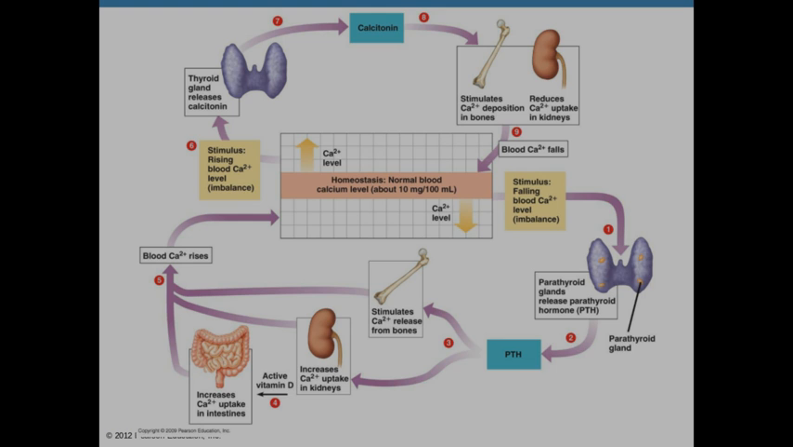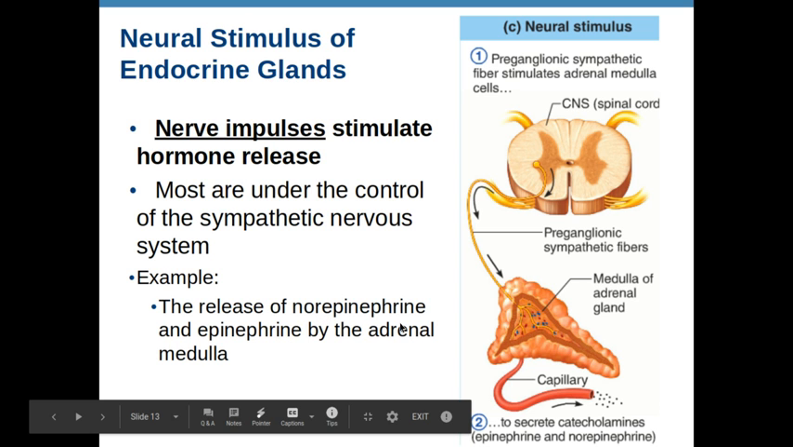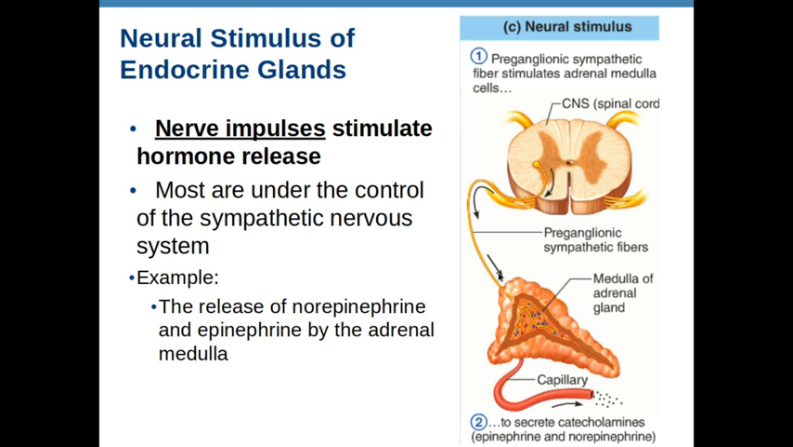Okay, we'll try one more. Maybe we'll get through it. The third way an endocrine gland is activated is through nerve impulses. So we see here the spinal cord sending an impulse to the adrenal gland here. And so we have basically this release of norepinephrine and epinephrine by the adrenal medulla that we see right here. That hormone gets released into the blood based on a neural signal. Okay, it's an impulse from the nervous system stimulating this adrenal medulla to release its hormone.